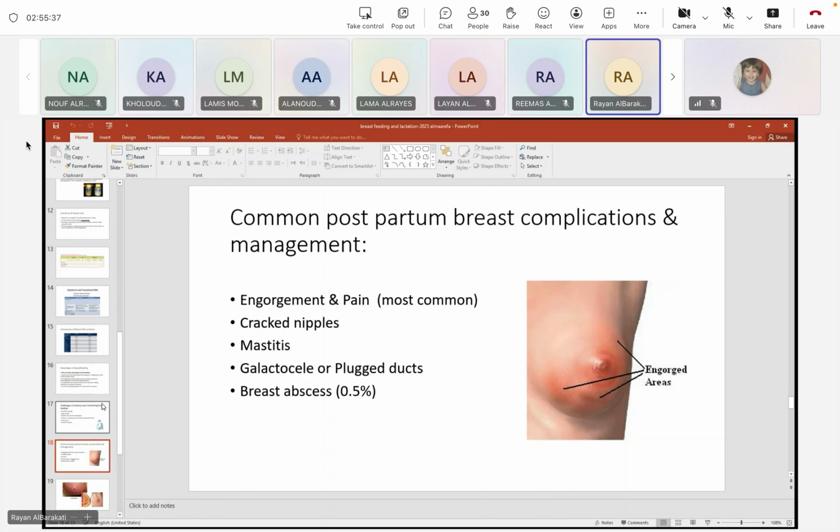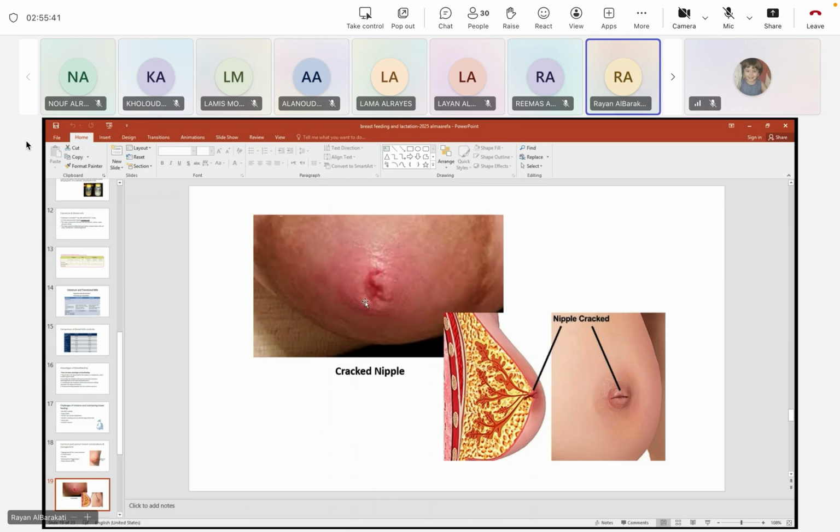Okay. Here are the cracked nipples, and we can see them, and they can bleed or we can feel them. And we said this is due to bad technique. And also this can be a reason for introduction of infection. So either cellulitis, or it can cause a breast abscess.